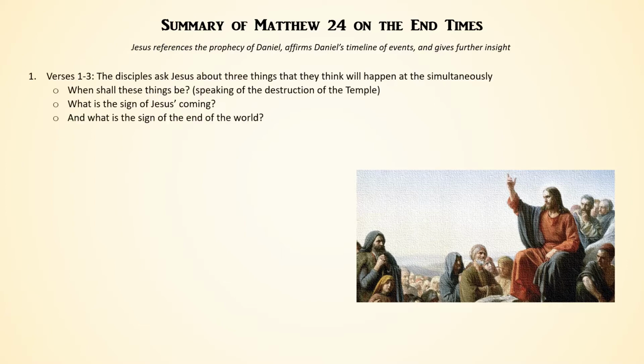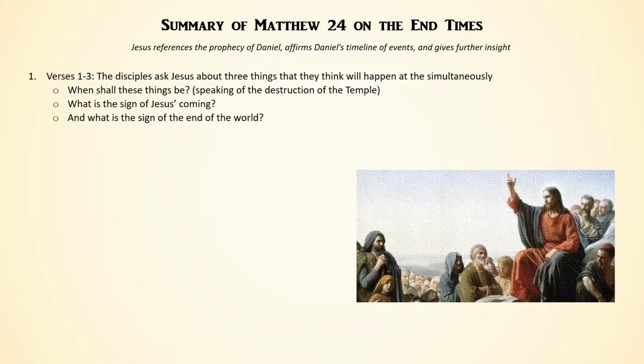Okay, verses 1 through 3 of Matthew 24, we get 3 things. The disciples ask Jesus about 3 things that they think will happen simultaneously. They say, when shall these things be? Because Jesus had told them about the destruction of the temple. They said, okay, when is that going to happen? And then, assuming that these 3 things are all connected, they said, what is the sign of your coming and of the end of the world?